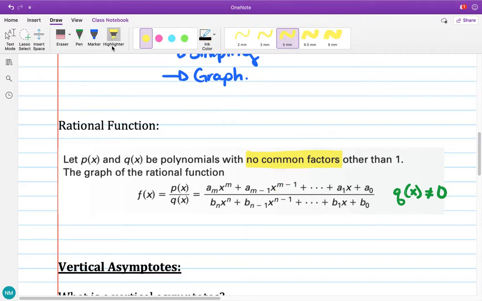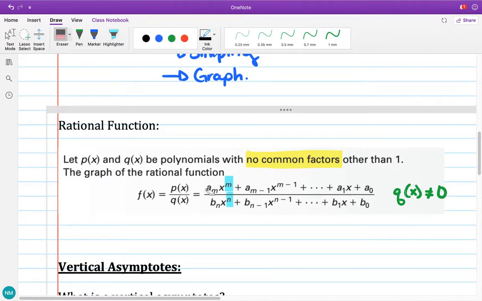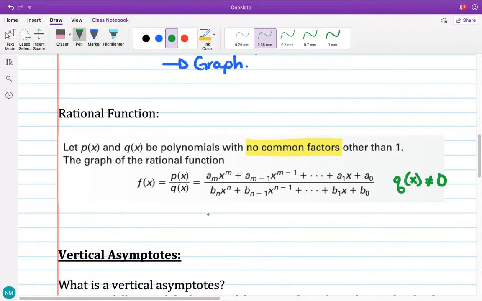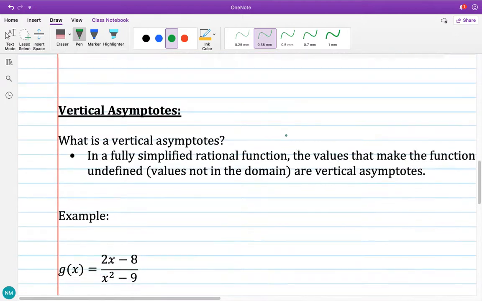So what is the degree of p of x? Well, the degree of p of x is m, and the degree of q of x is n. Okay, we aren't really going to work with that as much today, but for the next video, when we talk about horizontal asymptotes, the value of m and n are really important. Okay, so let's talk about vertical asymptotes.